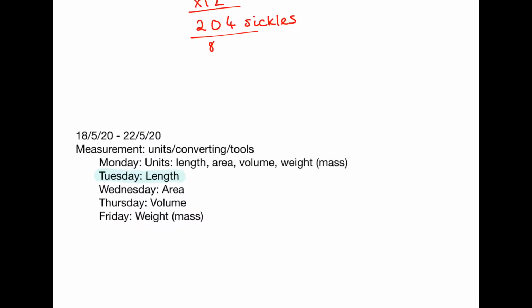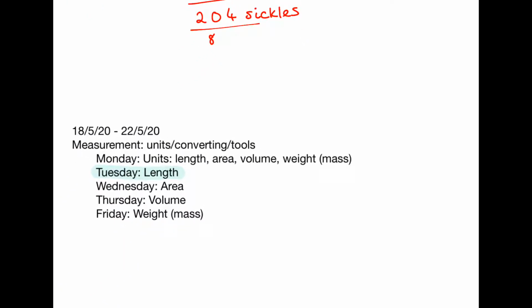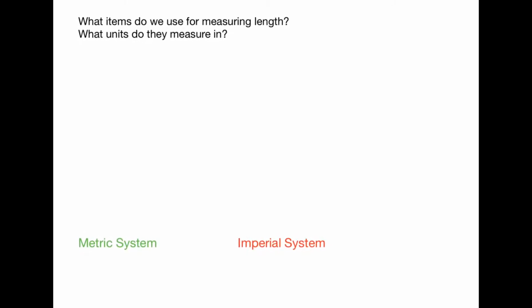So if we have a look at our plan for this week, yesterday we looked at the kind of units that we would use for measuring length, area, volume and weight. So today we're going to concentrate on length. First of all, I want us to think about what items we use for measuring length. That's physical items, something you can pick up to measure a length. What items do we use for measuring length and what units do they measure in? You have a think about that. Maybe pause the video, have a think about all the different things that you can use for measuring lengths and what units they use.